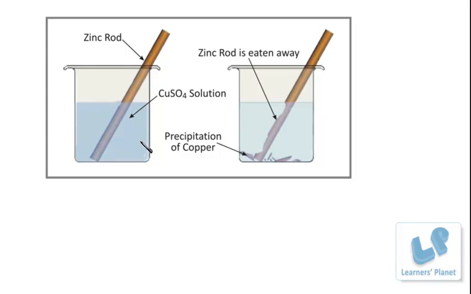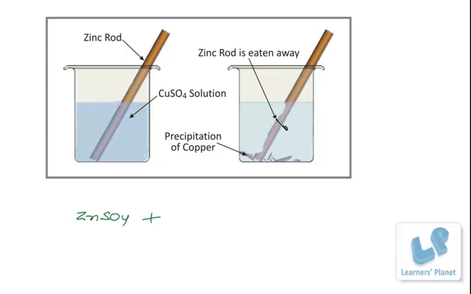See, in this case, this is the copper sulfate solution, which is blue in color. This is zinc rod. Now what is happening? Zinc from zinc rod is forming what? Zinc sulfate. And this copper which is present in the solution gets deposited.